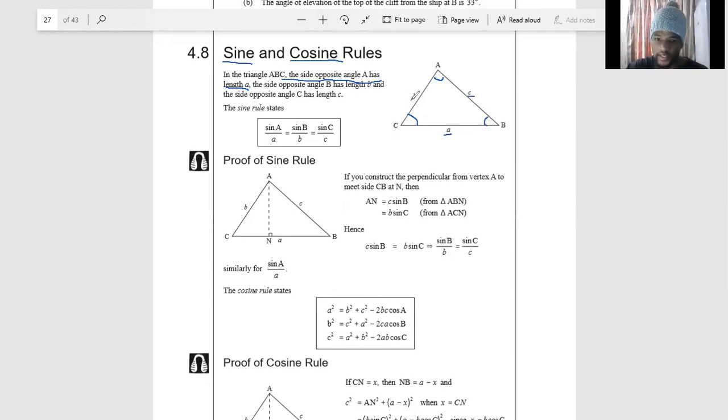Opposite angle B, the side will be small letter b. So we must understand this and have this in your mind to make it easier for you to understand. Starting with the first rule, the sine rule states that the sine of angle A all over side A will be equal to sine of B all over B, which will be equal to sine of C all over C. You don't have to use all three, right? You always need to use two.